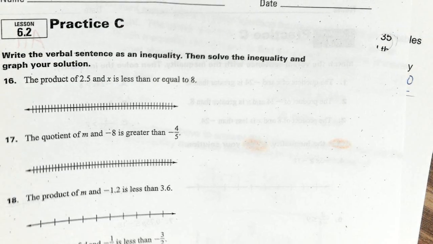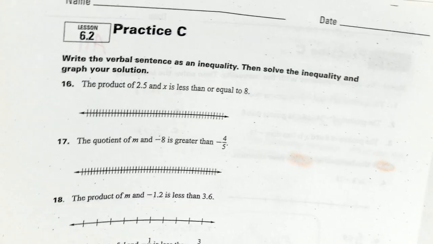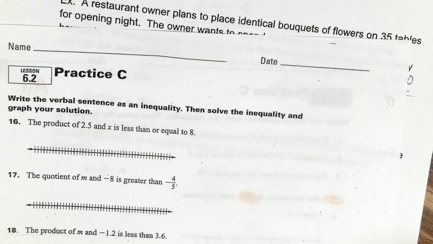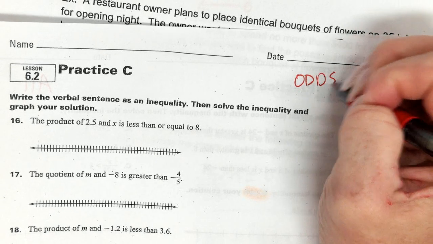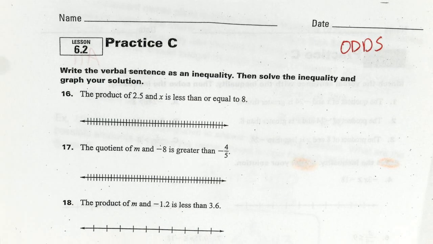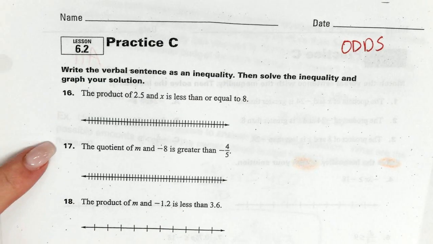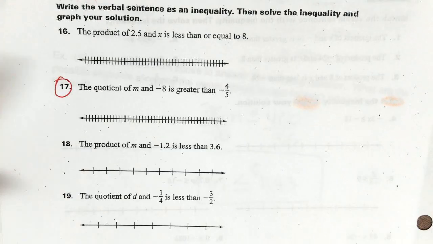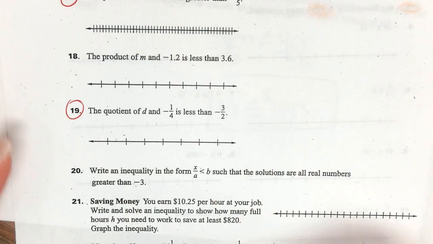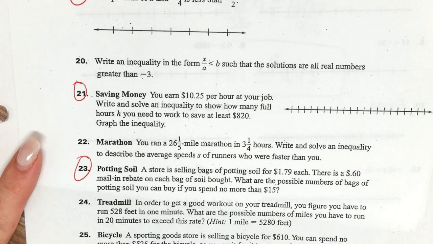Okay. Flip to the back. On the back, we're going to do the odds. Do y'all know what that means? So you're not going to do the evens. You're going to skip 16. You're going to do 17 if you want to circle them, 19, 21, and 23, and you don't have to do 25.